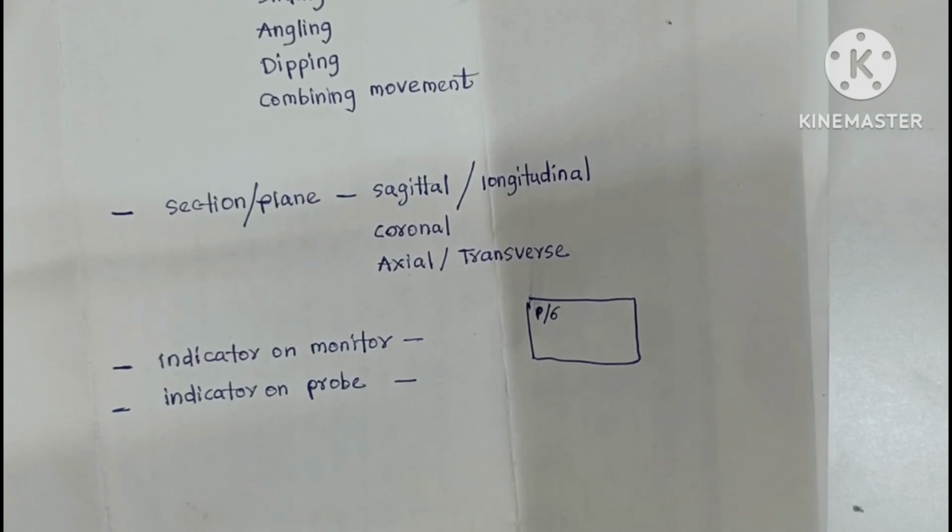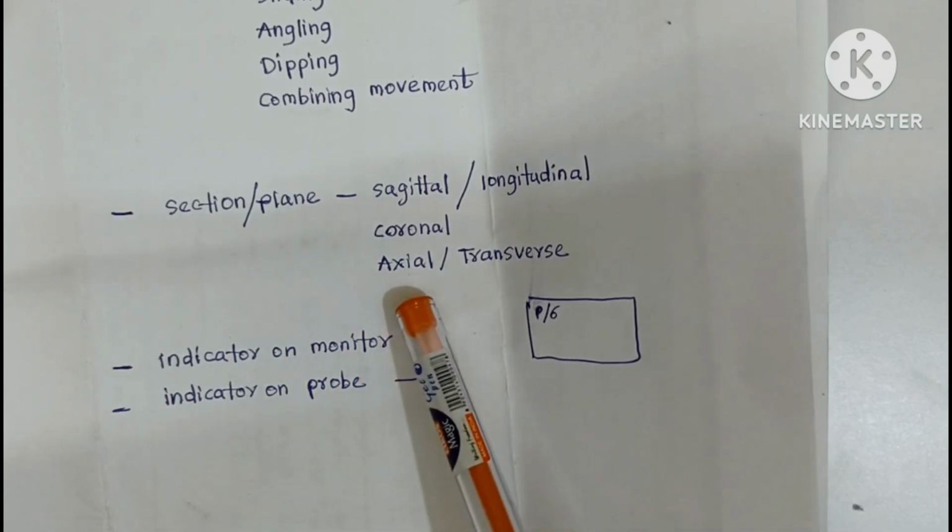Another section is coronal section. Coronal section means which divides the fetus into anterior and posterior part. That is, some part will remain in front and some part will remain in back. Again, coronal section divides the fetus or the organ or the body into anterior and posterior part. One part remains in front and another part remains behind.